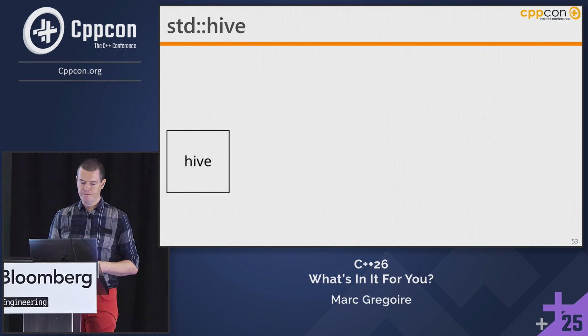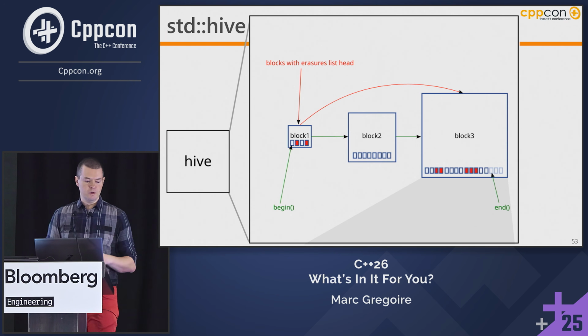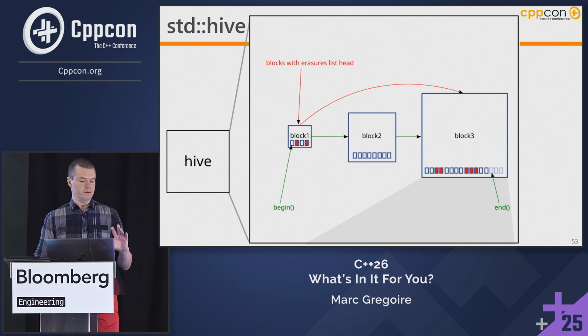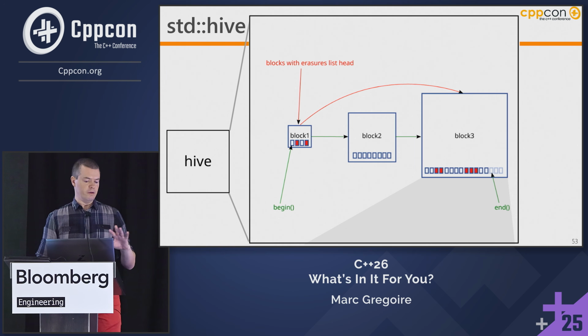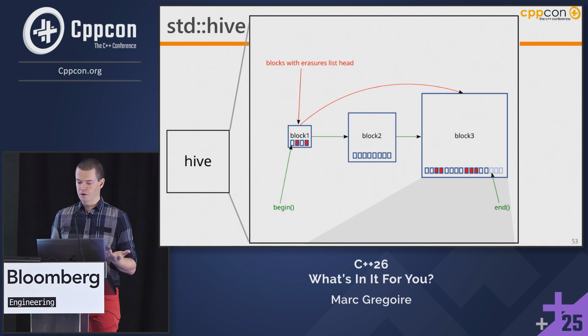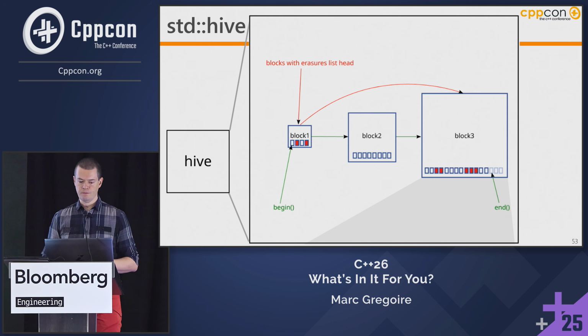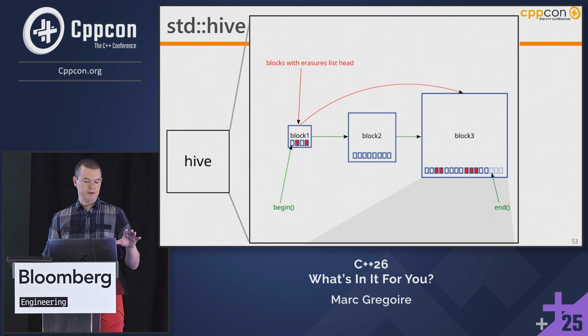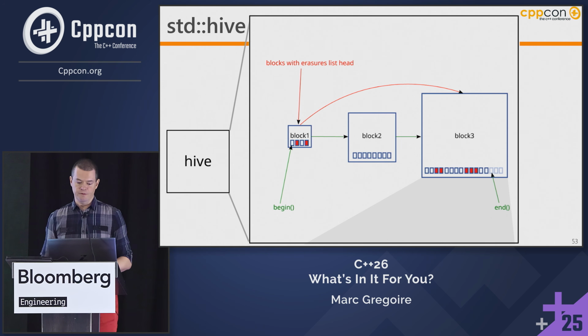So let's look at it graphically. Here we have our hive. If you zoom in, you will see there are multiple memory blocks, block 1, 2, 3, with a number of elements in there. And all the red elements are erased, so these are ready to be reused for a next insertion. How exactly an implementation implements this skip field is not defined by the standard.